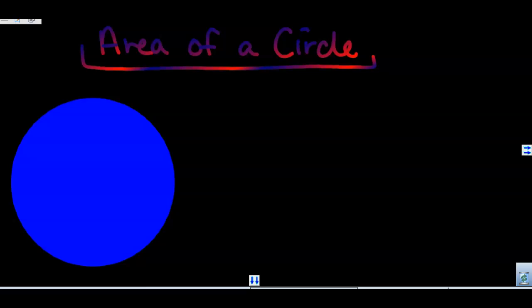Area of a circle. The area of the circle is the product of pi and the square of the radius. In other words, area of a circle is equal to pi r squared, where r is our radius.